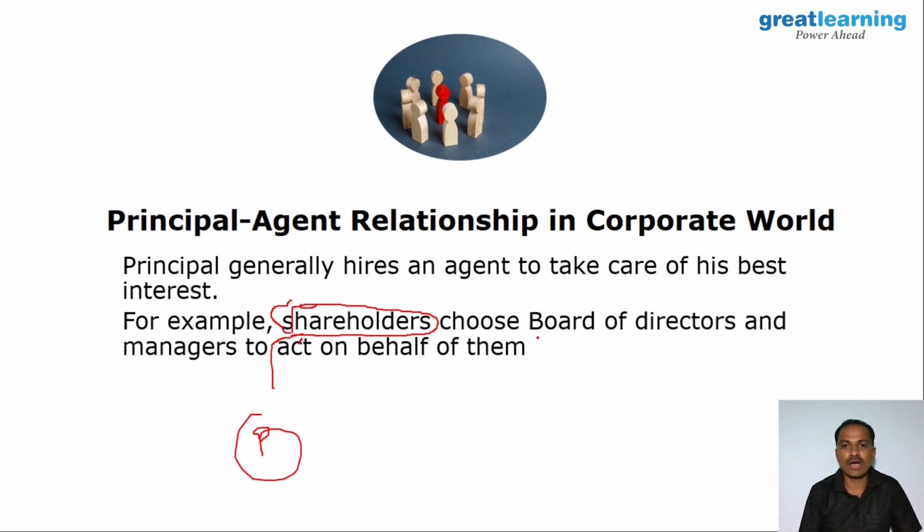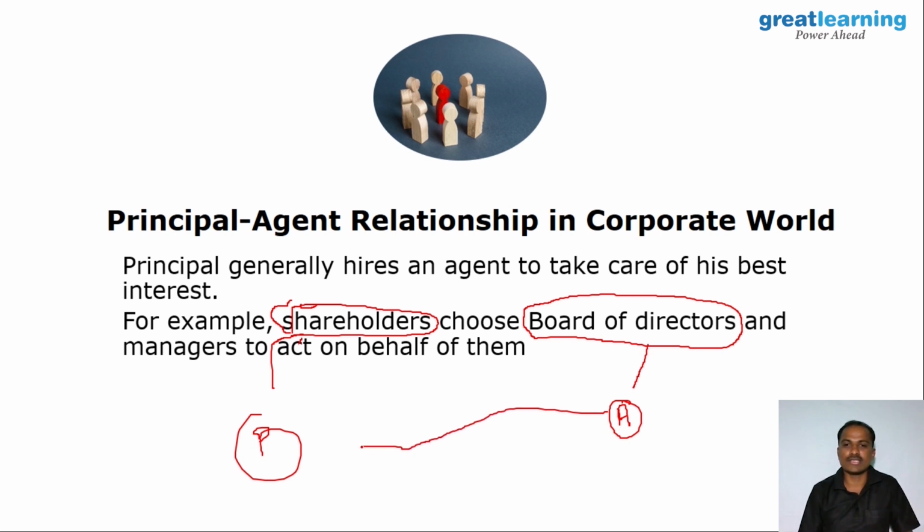Now, shareholders are hiring whom? They're selecting the board of directors. They'll choose some 5 to 6 individuals who can take care of the day-to-day activities of the business, or run the business on behalf of shareholders. These board of directors will become the agents. So they are the agents of the shareholders. Shareholders are the principal and board of directors are the agents.